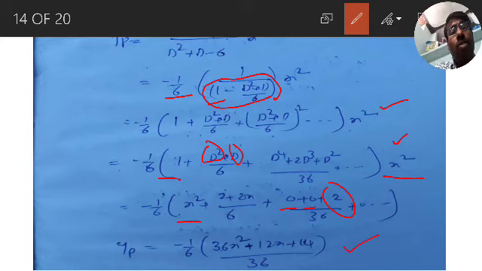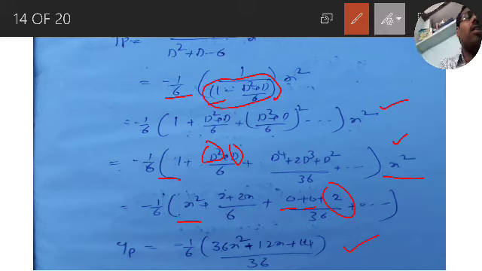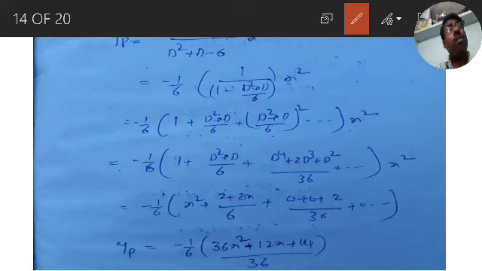What is YP? YP is minus 1 by 6 into (36x square plus 12x plus 14) by 36. Are you getting? This is my YP. Are you able to get it, guys? This is my YP.